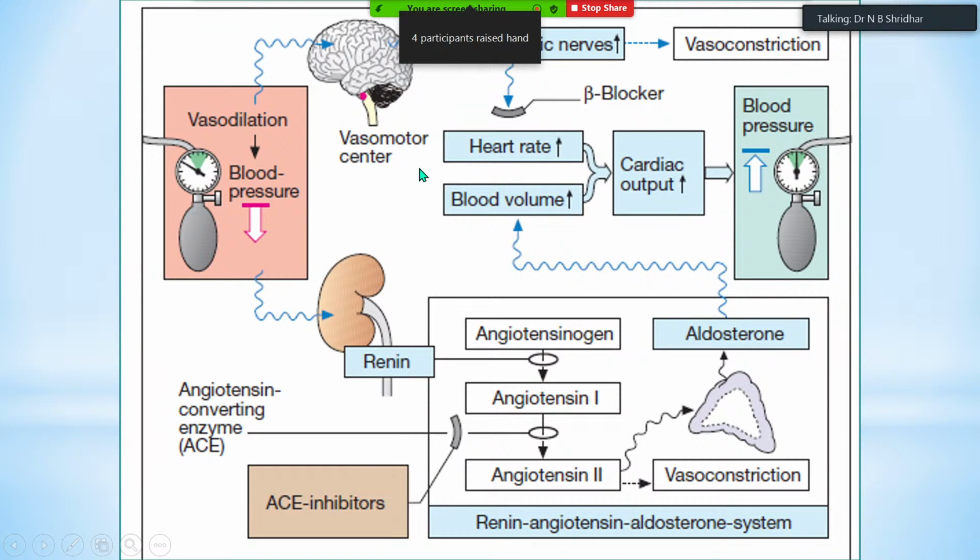The vasomotor active centers, especially in the brain, also have control over the blood pressure, so they release a variety of substances, and ultimately cardiac output is increased and blood pressure is increased. That means all the activity of this RAS system, the renin, angiotensin and aldosterone system, is going to increase the blood pressure.